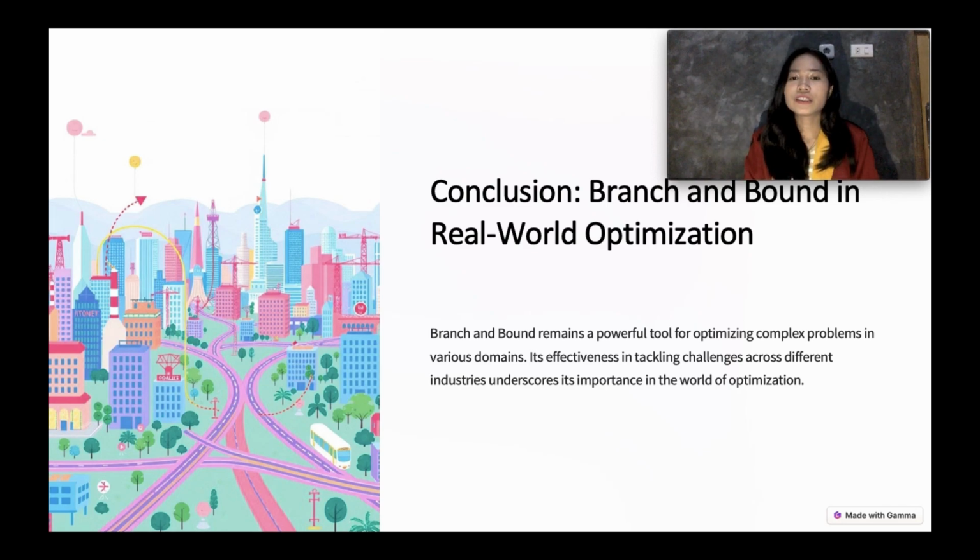Okay, and conclusion: branch and bound in real-world optimization. Branch and bound remains a powerful tool for optimizing complex problems in various domains. Its effectiveness in tackling challenges across different industries underscores its importance in the world of optimization.